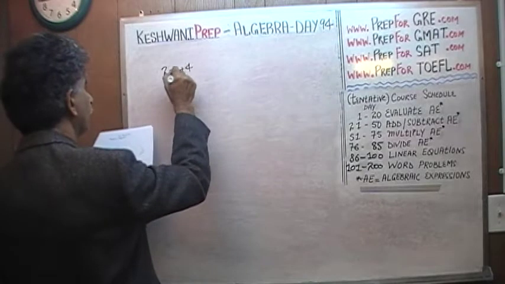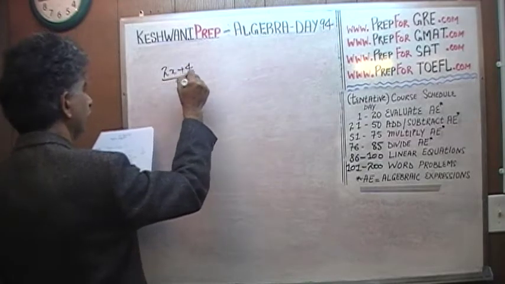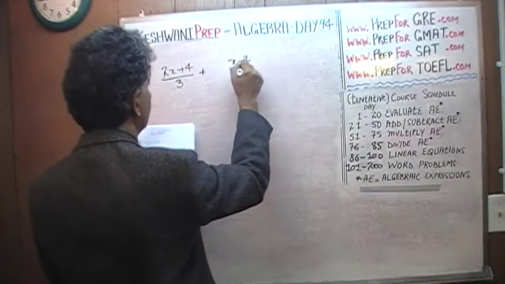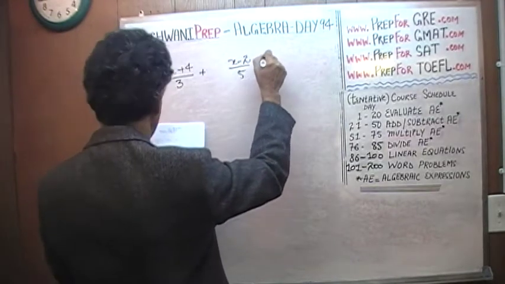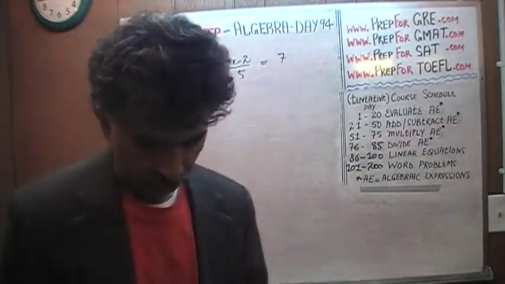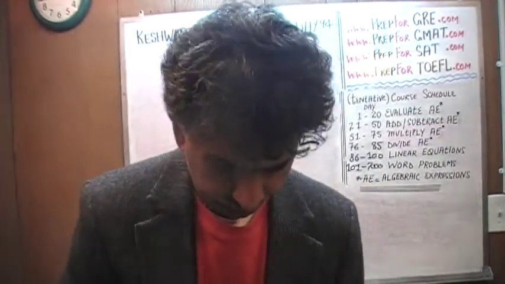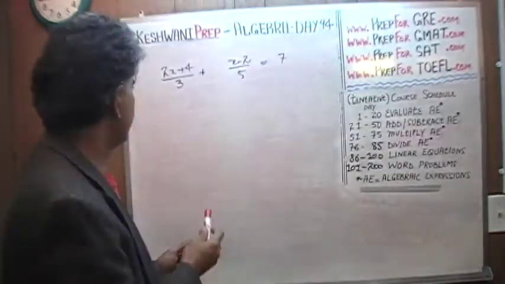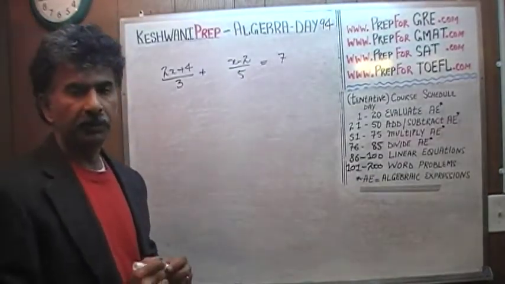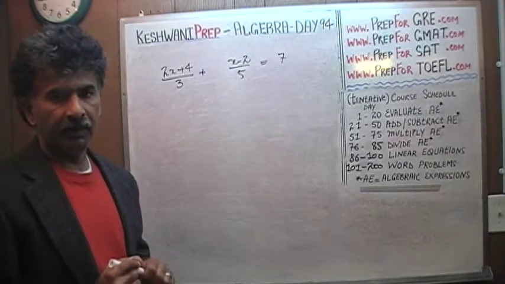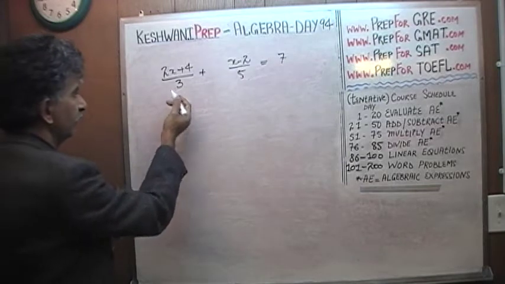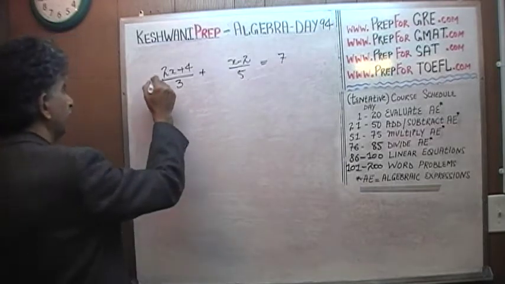(2x plus 4 over 3 plus x minus 2 over 5) equals 7. Well, let's get going then. First thing first, we have a denominator of 3 over here and a denominator of 5 over there. That's not going to do it. We need a common denominator. A common denominator for 3 and 5 is going to be 15. How do we convert this 3 into a 15? Well, multiply the top and the bottom by 5.